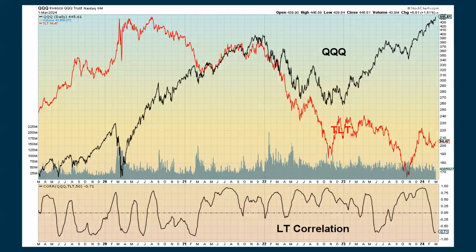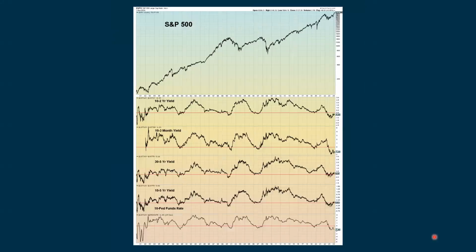And we look at a correlation between the Qs and the long-term bond ETF. They're going pretty much in opposite directions right now. And then this is keeping an eye on the yield curves. We have the 10 to the 2 and the 10 to the 3 month. These still remain inverted. The other yield curves that I plot, they've gone back to being normal sometimes. The two important ones are the top two, the 10 to the 2 year and the 10 to the 3 month.